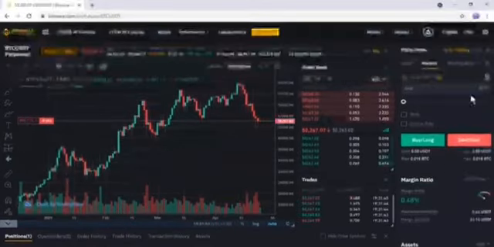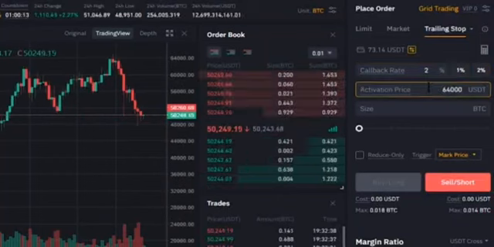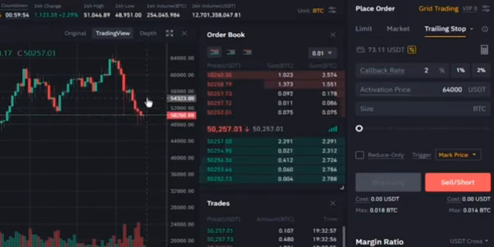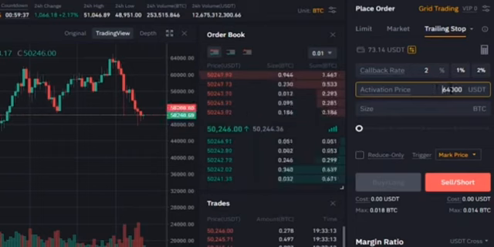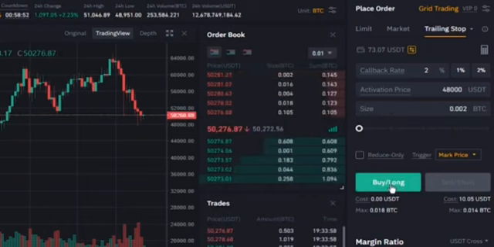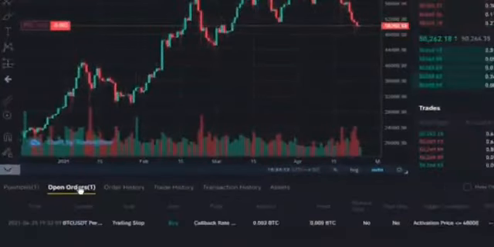We go to trailing stop order. Let's set the callback rate to 2%. We can leave the activation price unfilled, so it will be active on the current price of the market with the trailing stop 2% higher than this level. Or we can set it lower, for example 48,000, and for the size 0.002, equal to our short position size. We click on buy long, order submitted, and here it is in open orders.